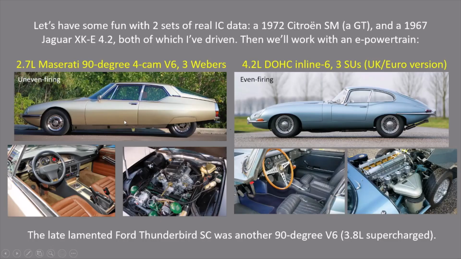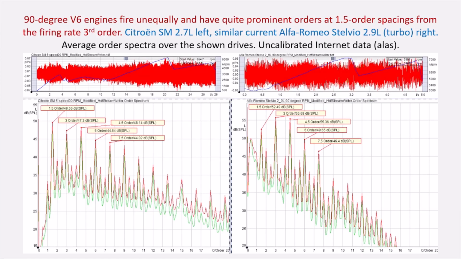So let's go now to some actual data with two vehicles. We're going to start with a 1967 Jaguar XKE E-Type with the 4.2-liter dual overhead cam, inline 6-cylinder engine, 3 SU carburetors. I've driven both of these vehicles and they're quite wonderful. So we're going to start with the Jaguar in order to show some things with the IIR order filters. So let's carry on here and talk first about the 90-degree V6 engine, because we're going to be coming back to that in the Citroën SM. Then we're going to do a little live work starting with the Jaguar.